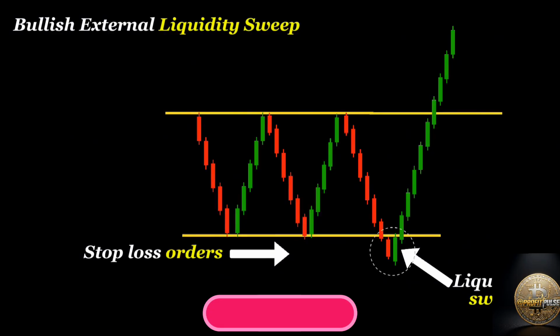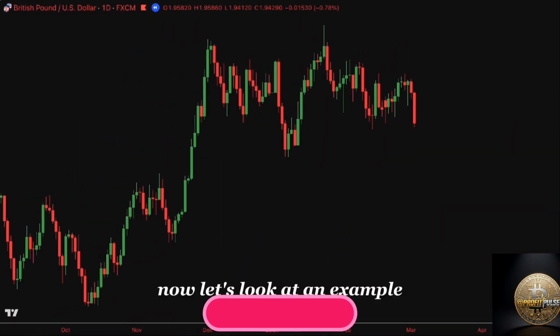The market will often trade below the support, triggering those stop losses and convincing traders that the range is breaking to the downside. However, instead of continuing lower, price quickly reverses back into the range and starts moving higher. This is called a bullish external liquidity sweep because the market sweeps liquidity below the range before making a bullish move. Now let's look at an example.